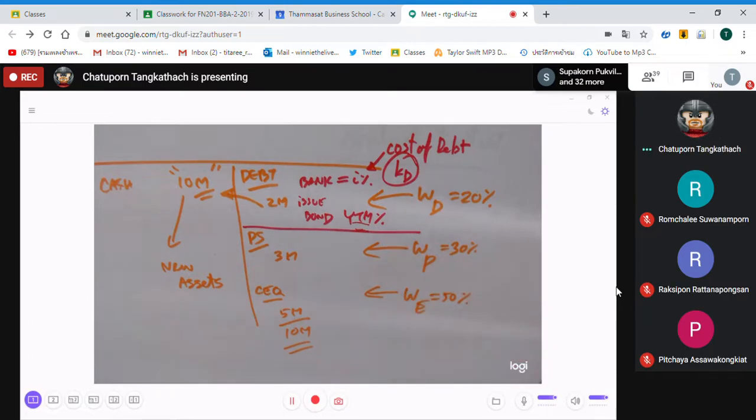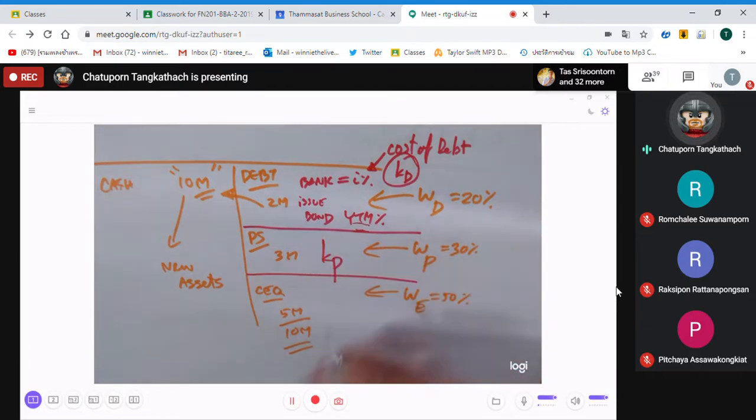Now, for preferred shares, the return for preferred shares is KP. The return for common shares is KS. Okay, but let me put KS and KE together. I will distinguish them later on.